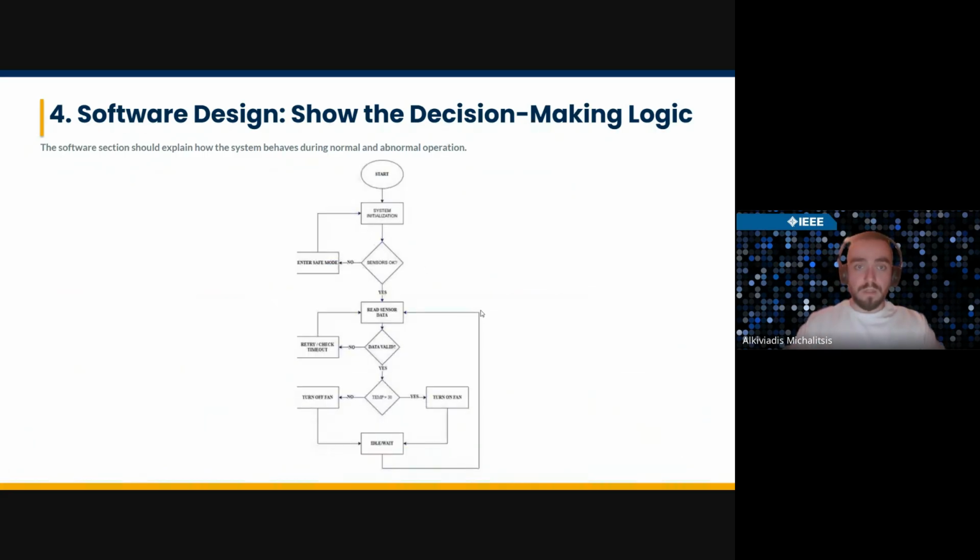Okay. This is, for example, a flowchart based on a temperature sensor. It says start system initialization. Is the sensor okay? Can I communicate with the sensor? If I can't, I enter a different kind of state in my state machine, as we said before, and I try to reinitialize the system.